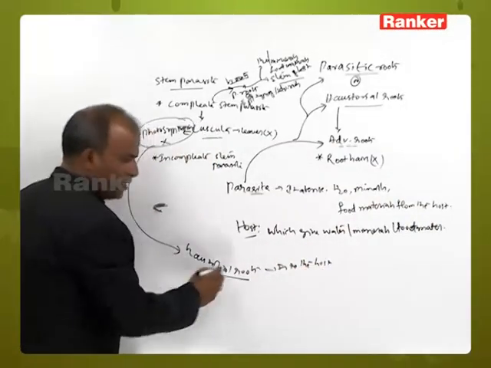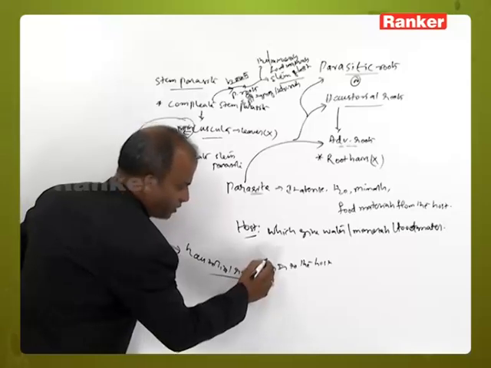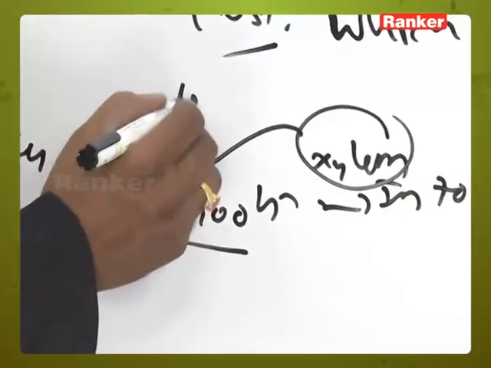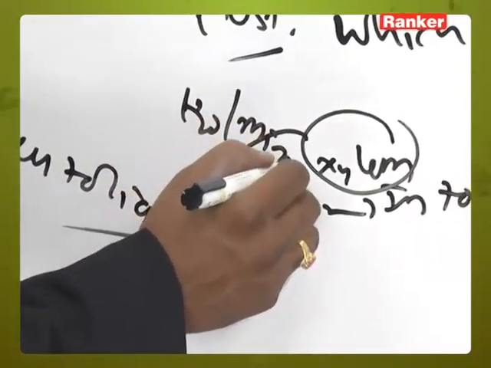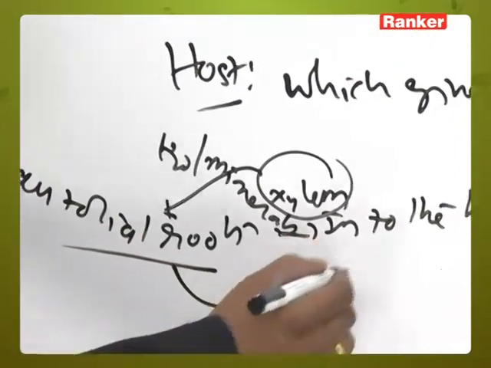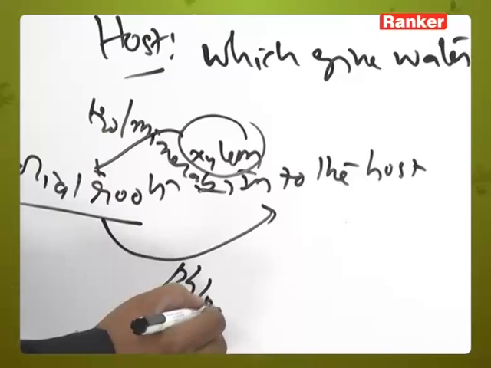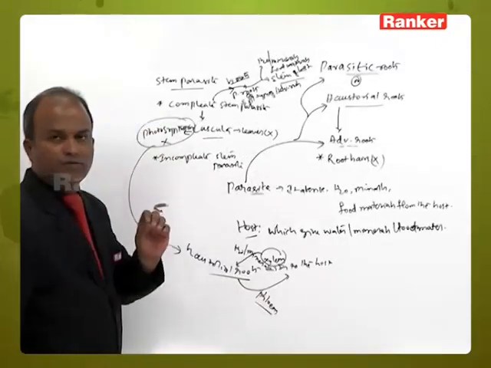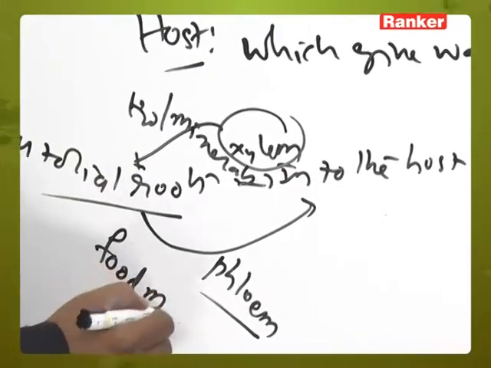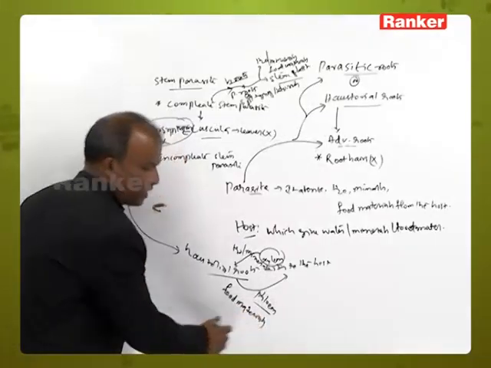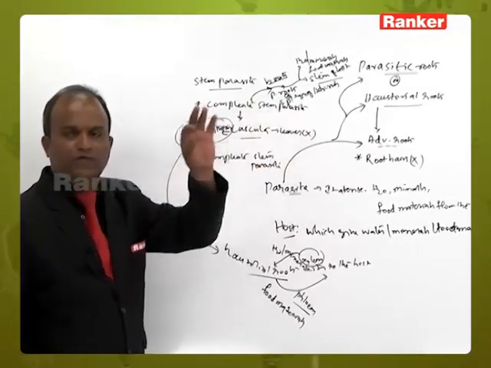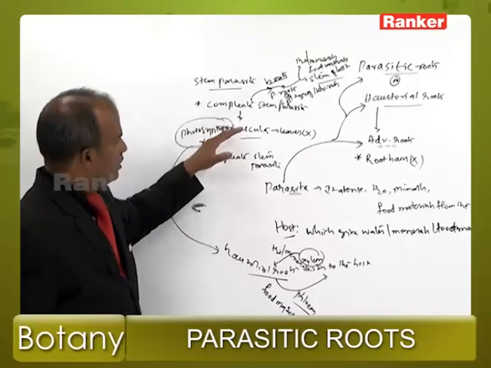It penetrates its haustorial roots into the xylem of the host in order to absorb water and minerals. The haustorial roots also penetrate into the phloem of the host in order to absorb food materials. Which materials? Food materials. So Cuscuta depends completely on the host for water, minerals and food materials.